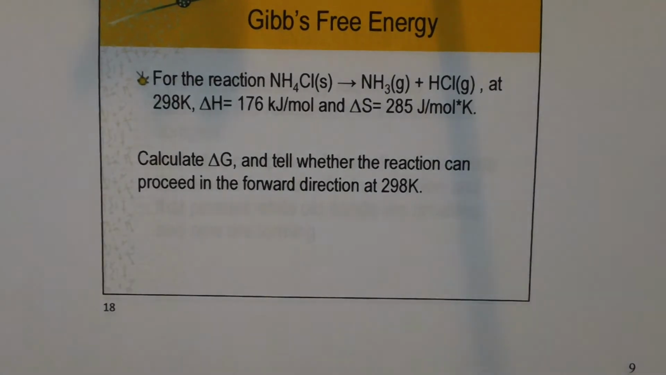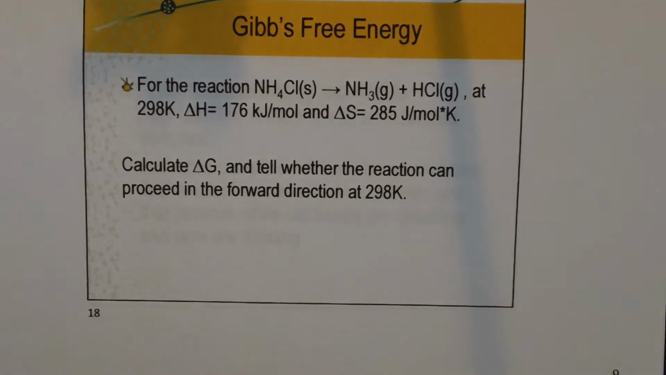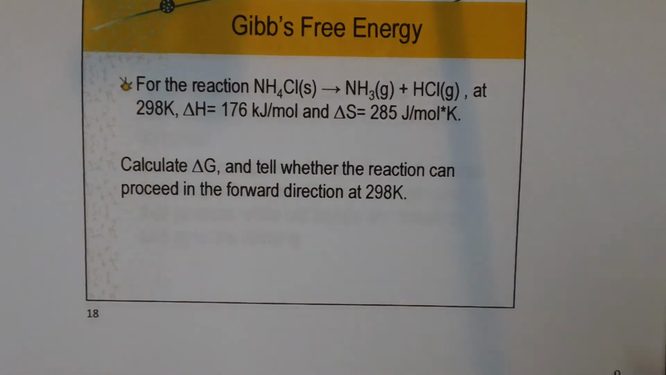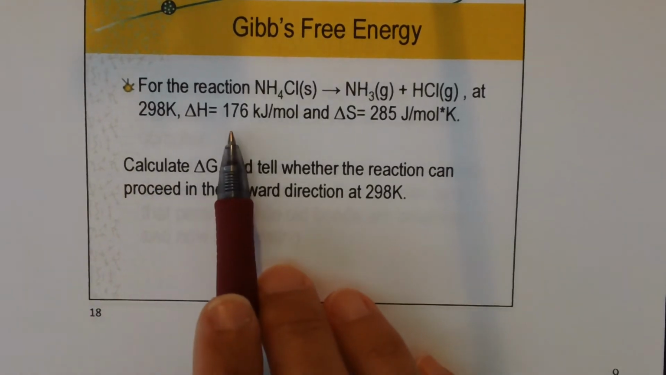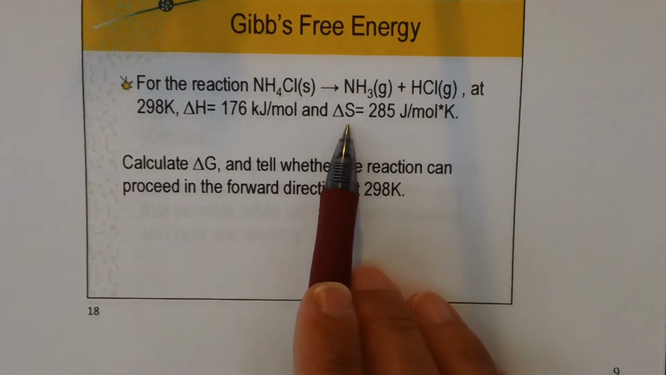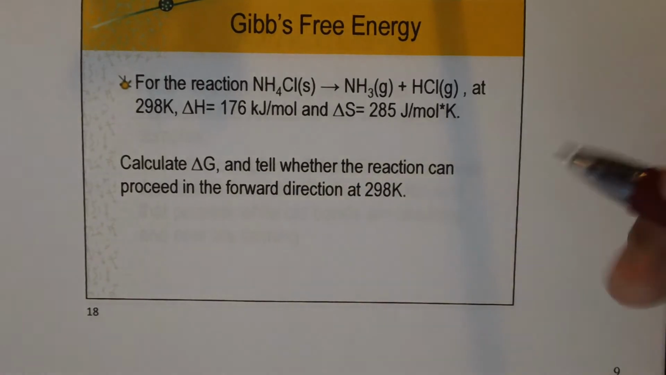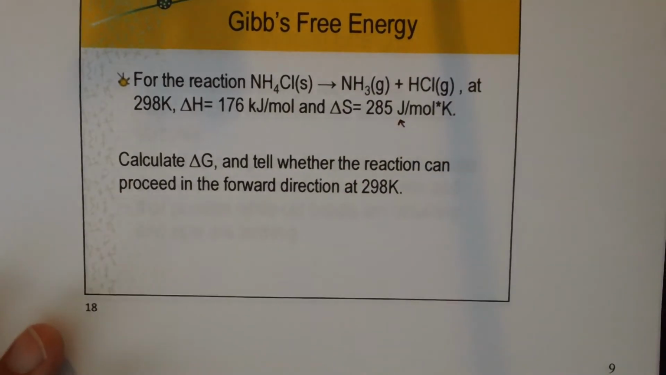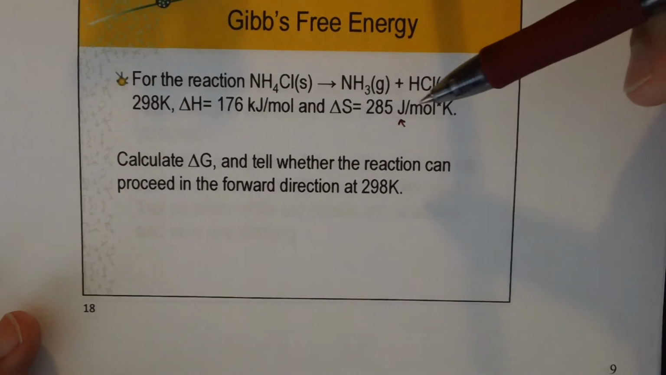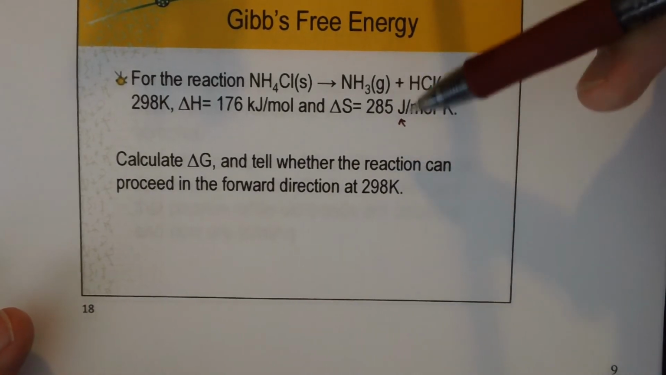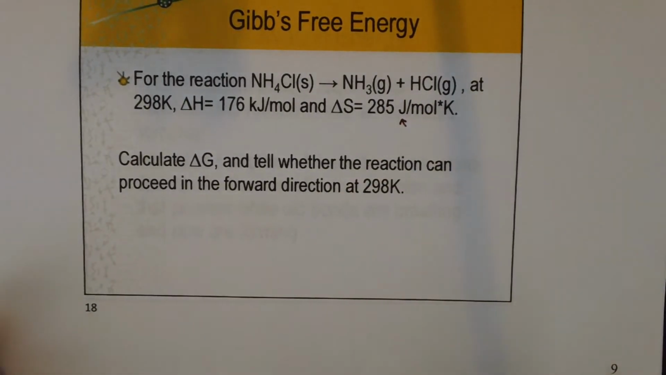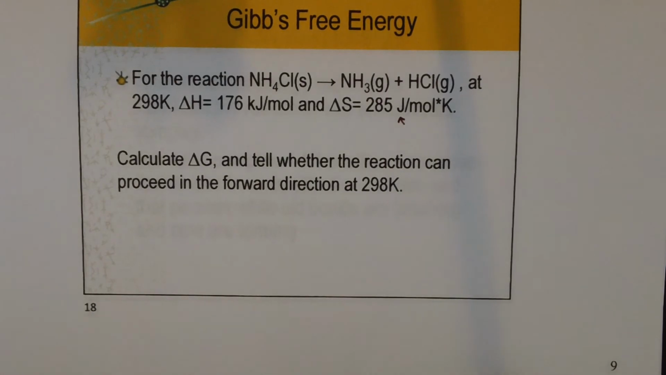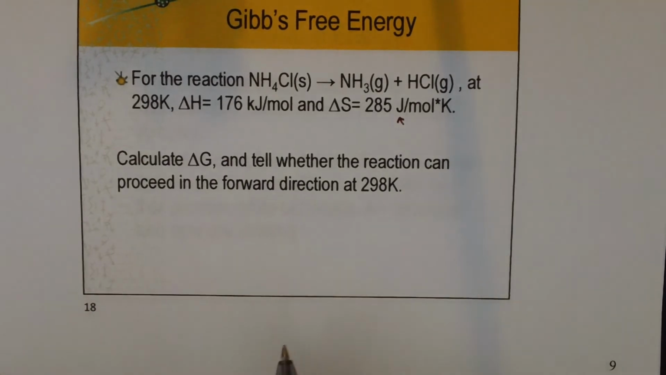And so they give us one here, and we'll work through this one. This one says, for the reaction of ammonium chloride decomposing into ammonia and hydrochloric acid at 298 Kelvin, that will be important. The delta H is this many kilojoules per mole, and the delta S is this many joules per mole. Be real careful with that unit. Delta H's and delta G's are in kilojoules, and delta S's are delivered in joules. So when we combine them all together, we're going to have to convert this joules to kilojoules in Gibbs free energy. This says calculate the delta G and tell whether the reaction can proceed in the forward direction. Good. It's asking us, is this thing spontaneous?